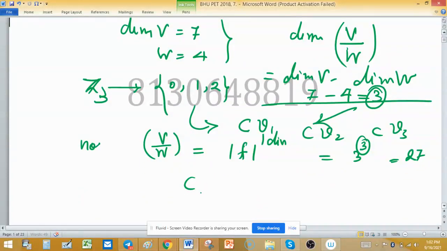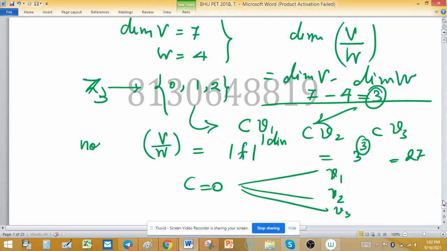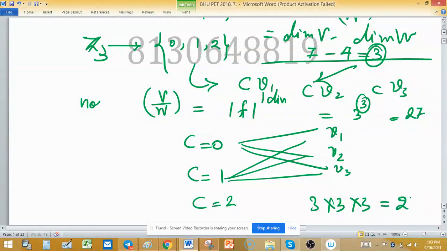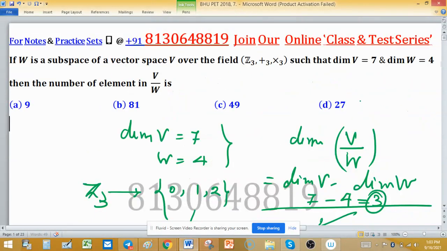If we choose the element c equal to 0 from Z3, and we have 3 independent vectors v1, v2, v3, then 0 times v1, 0 times v2, 0 times v3 will be new elements. Similarly, if we choose c equal to 1, then again there will be 3 new elements, and if I choose c equal to 2, then there will be another 3 elements. So 3 into 3 into 3, meaning 27, are the new elements in this. So according to this, option D.